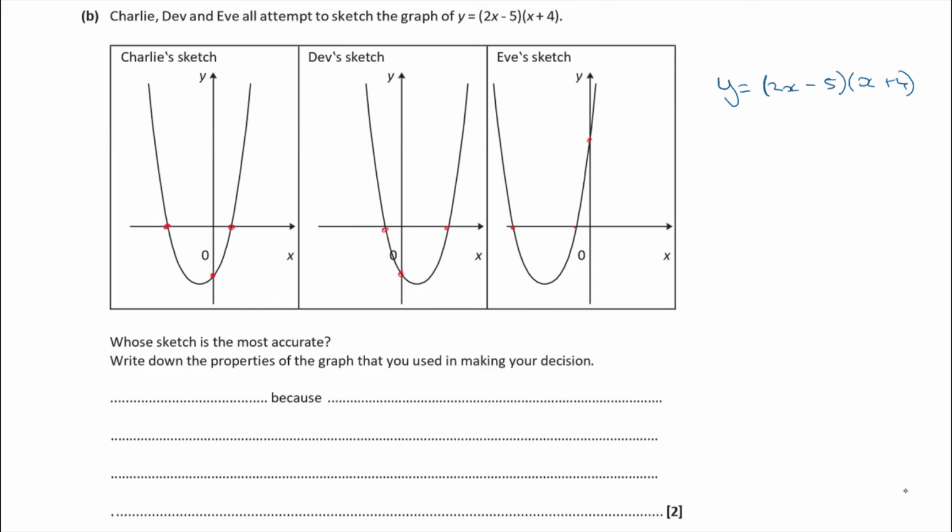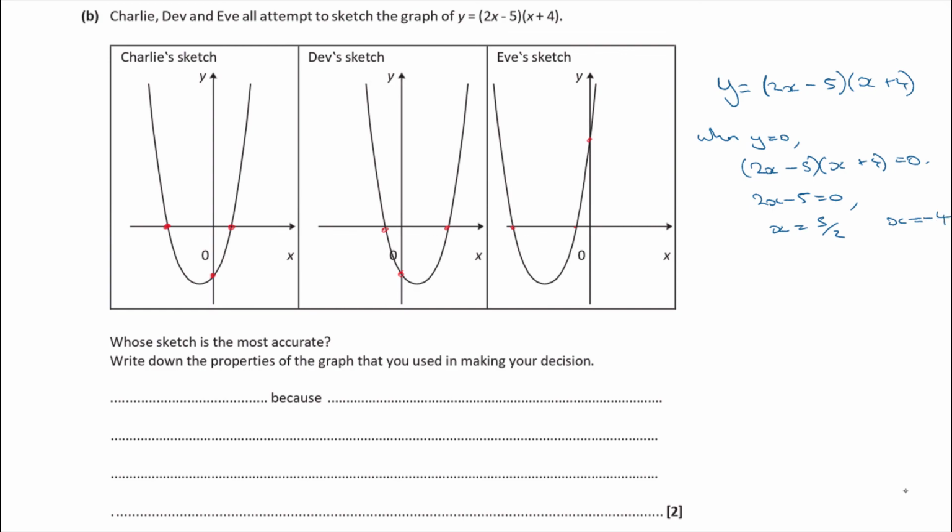Okay, so first up, to find the x-intercepts, we're going to let y equal 0, because the equation of the x-axis is y is equal to 0. So when y is equal to 0, we're going to get (2x minus 5)(x plus 4) is equal to 0. So that means that 2x minus 5 must be equal to 0, because I've got 2 things multiplied together to give me 0, then one of them had to be 0 to start with. So that means 2x equals 5 and x equals 5/2 then. Or I've got x equals minus 4.